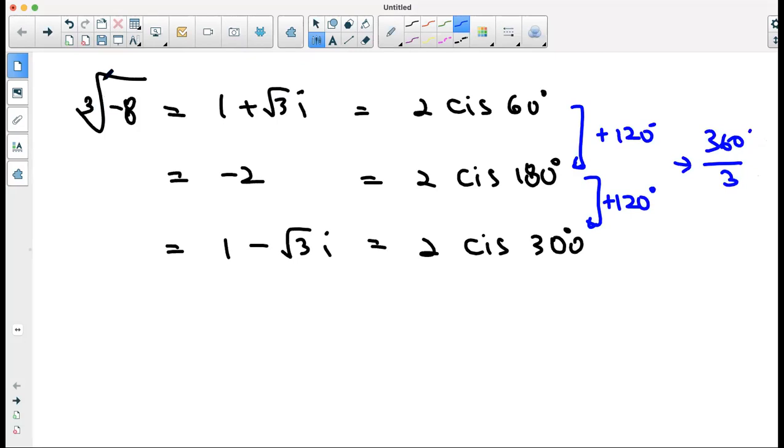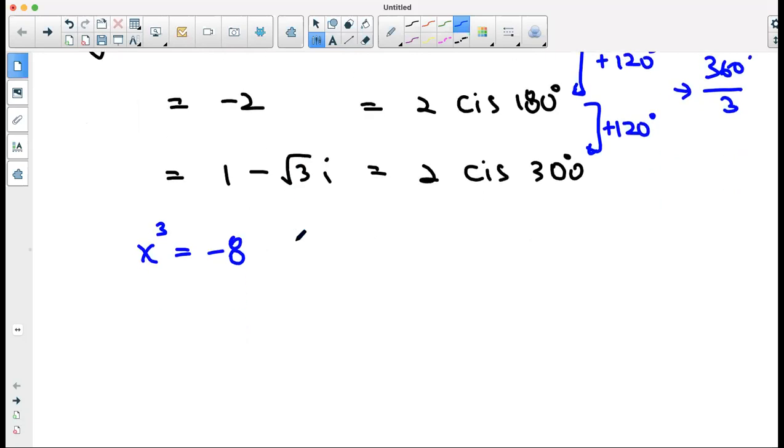why do I want to stay on this topic? Because if I were to give you x cubed is equal to -8, right? Then you will recognize, you can easily find x through this way, through complex polar. And you get to realize that x is in fact equal to these three values. Is that clear, guys? X is equal to 1 plus radical 3i, -2, and then 1 minus radical 3i.